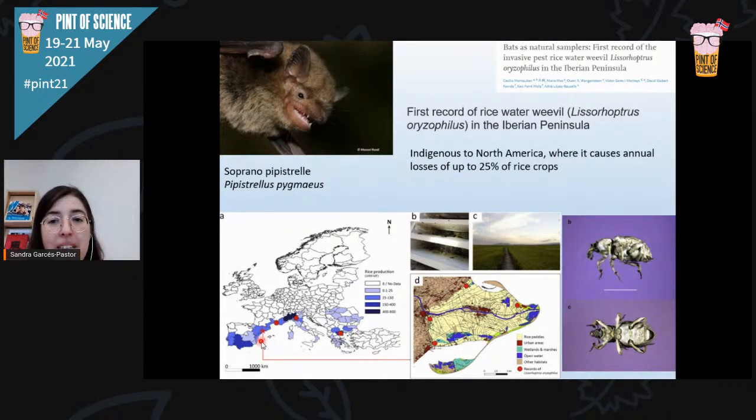But the difference is that the first record came from the feces of a bat, and that is good because then farmers can know that this organism is around the crops, and before this organism multiplies to a level where it can become a pest and a threat for the rice crops, the farmers have time to prevent this.